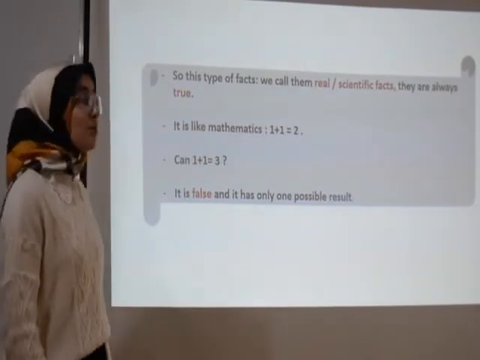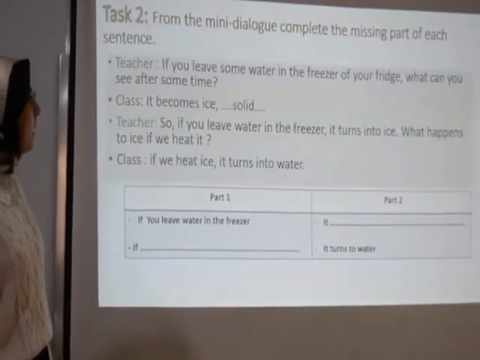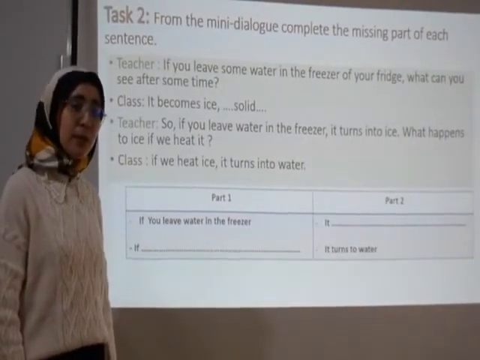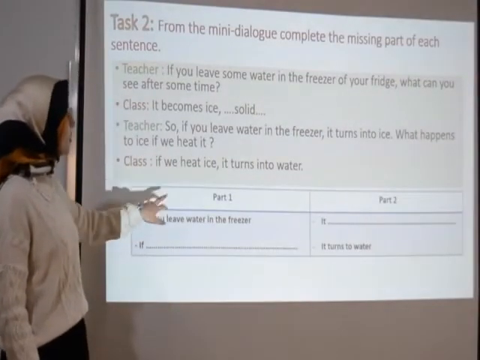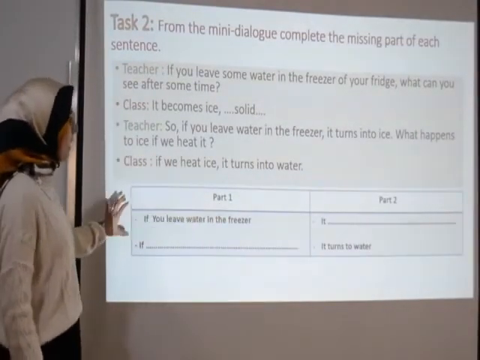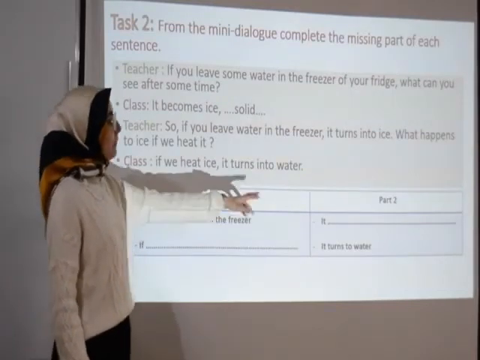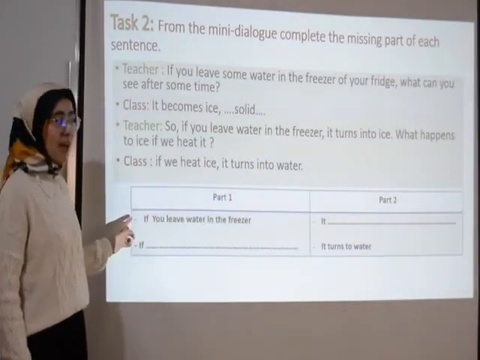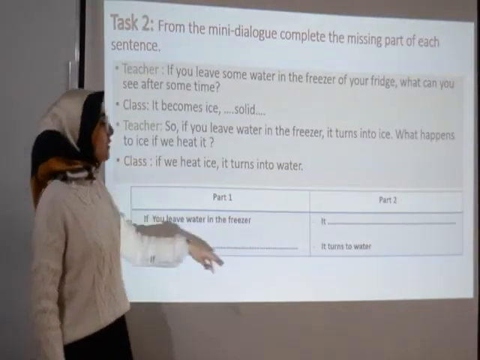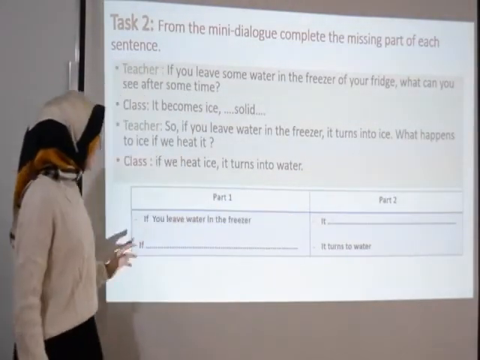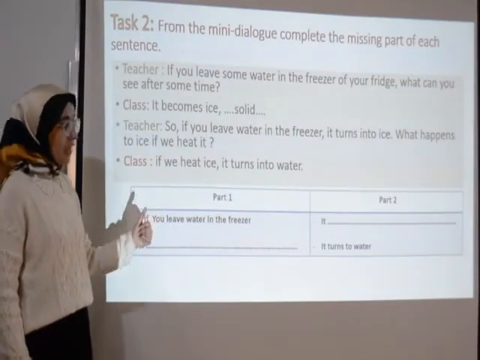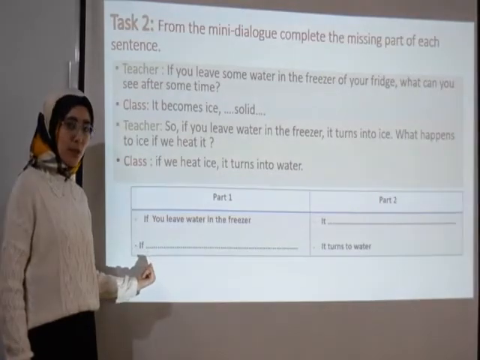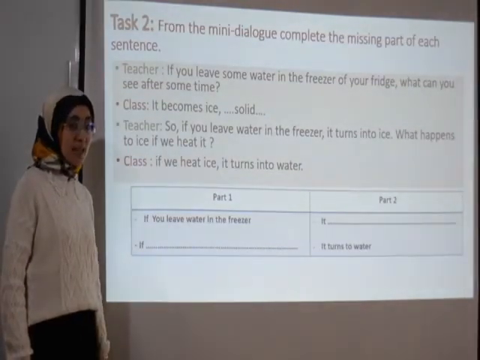Let's move now to task number 2. Another time, from the mini dialogue, you have to complete the missing parts of each sentence. So, you have a chart with part 1 and part 2. The first statement, I gave you the first part, and you need to find the second one. In the second example or statement, I gave you part 2, and you have to find part 1. You have 2 minutes and be correct.